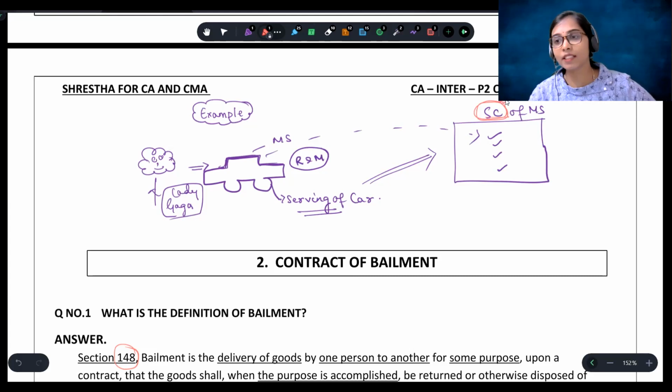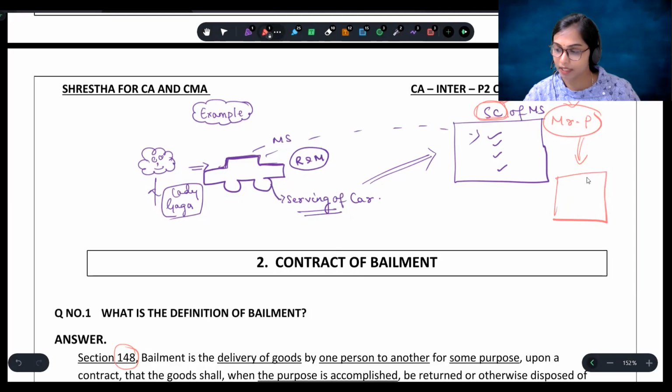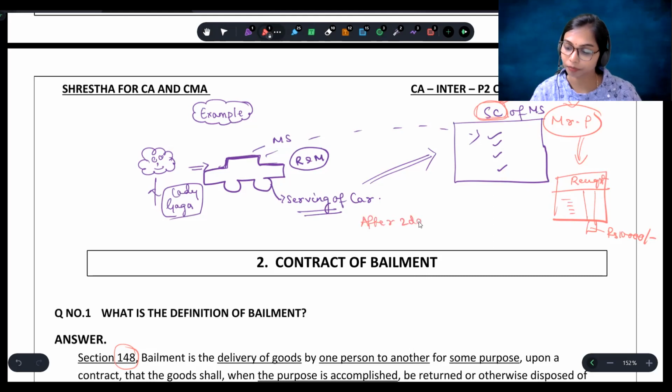And the service center person, Mr. P, who is going to take care of this car in the service center, checked the car for just 5 to 10 minutes and gave a receipt. He said that these are some things which will be replaced and it will be rupees 10,000. And you can take back the car after 2 days.